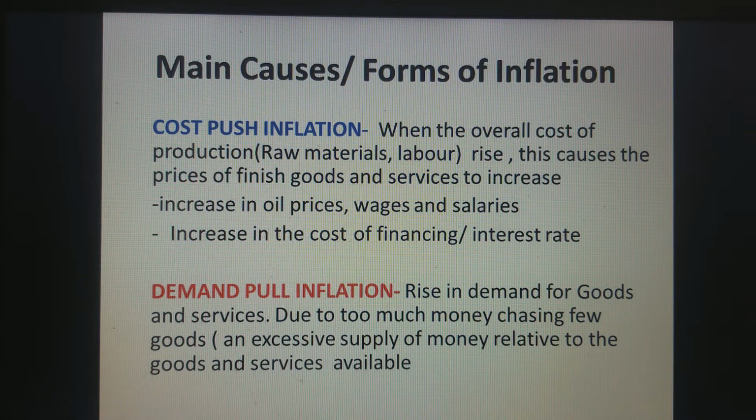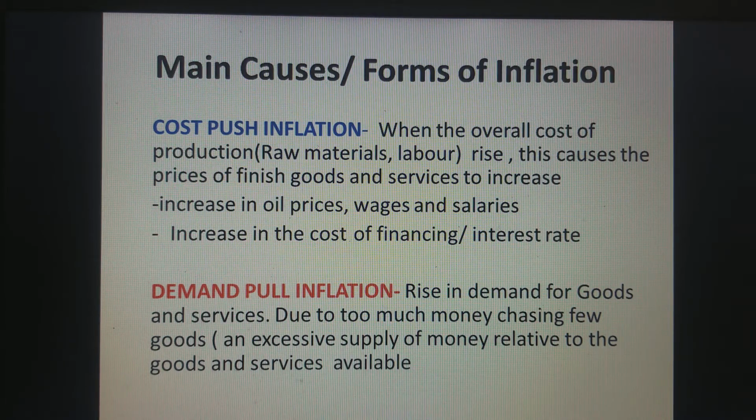So demand pull inflation is where you have a rise in demand for goods and services due to too much money chasing few goods, and an excessive supply of money relative to the goods and services available. So you have a lot of money and very few goods and services available. In the whole market economy, when we talk about demand and supply, when goods are in high demand, then the price goes up.